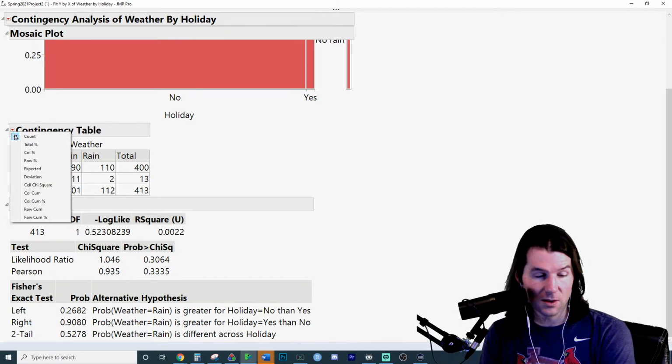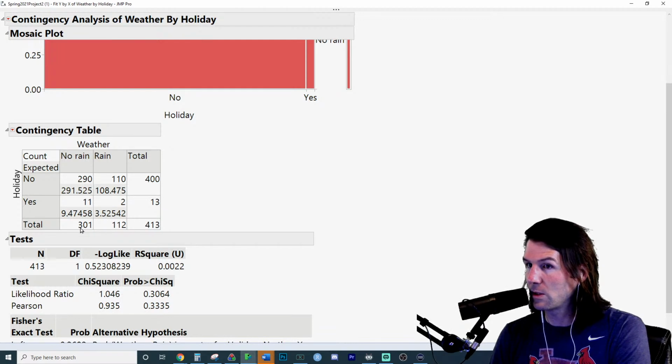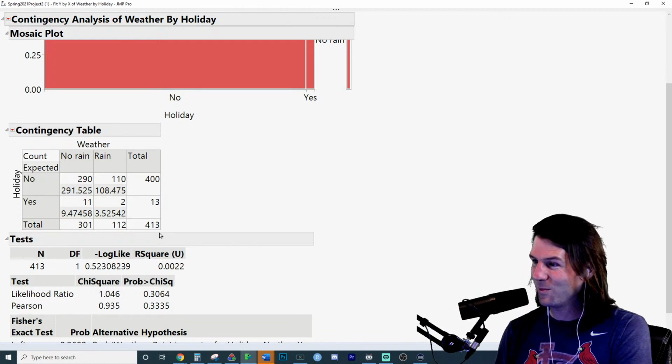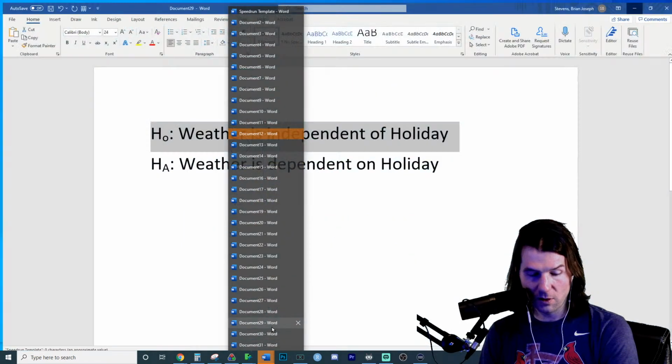We'll see if we got the right answer. It is 291.52. That is 400 times 301 divided by 413. So double check your work, practice, and get it down. Perfect. The next thing we should be calculating is probably a chi-squared.